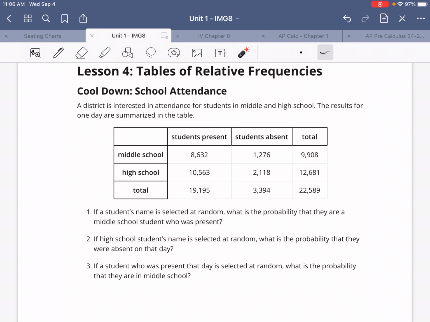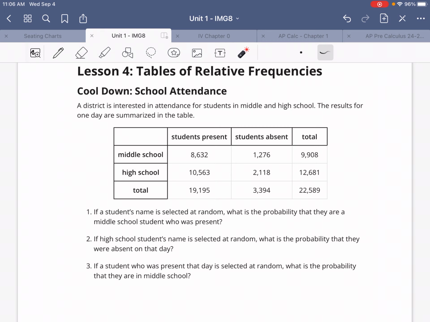If a student's name is selected at random, what is the probability that they are a middle school student who was present? Well, you have to go to the table where it shows middle school students who were present. As we can see, there's 8,632 of them. That is the specific group that we're looking at, and you want to divide it by the total possible number of students.